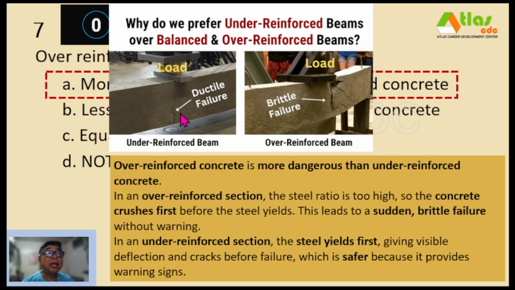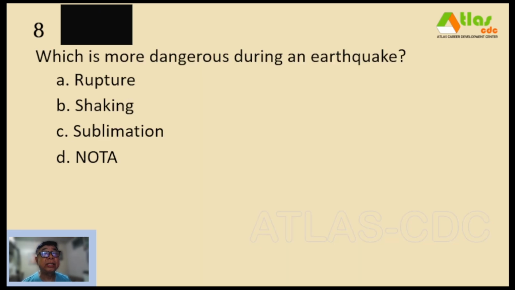On the other hand, in an under-reinforced section, the steel yields first, giving visible deflection and cracks before failure, which is safer because it provides warning signs.